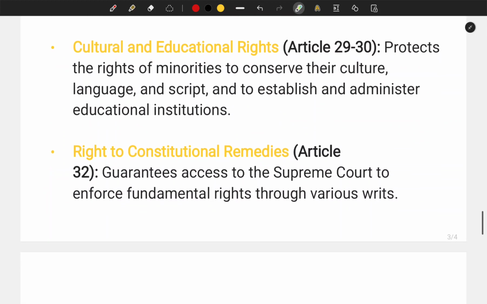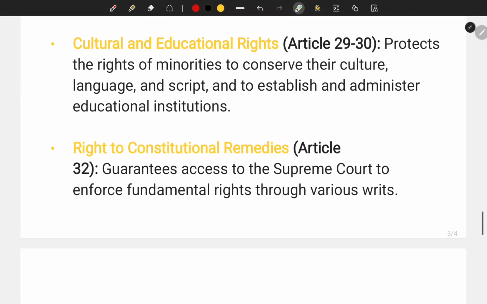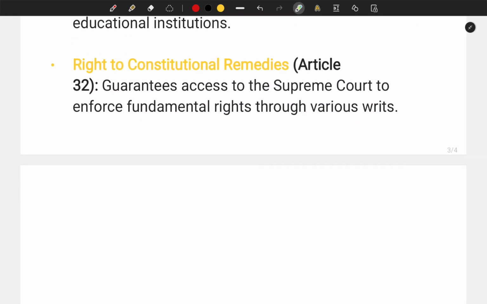Then comes the right to constitutional remedies. This comes under Article 32. It guarantees access to the Supreme Court to enforce fundamental rights through various writs. I hope you remember. So what are writs? Under Article 32, we are allowed to go to the Supreme Court to enforce our fundamental rights in case of a violation, and we also have writs to ensure such. So again, let's roughly go through the writs once. We have 5 writs. What are these 5 writs?